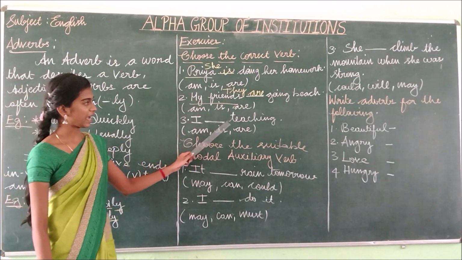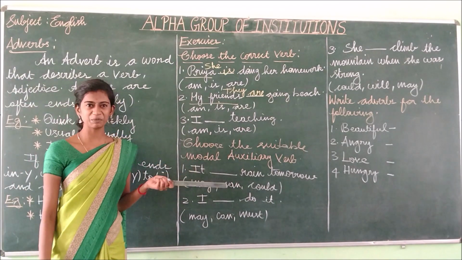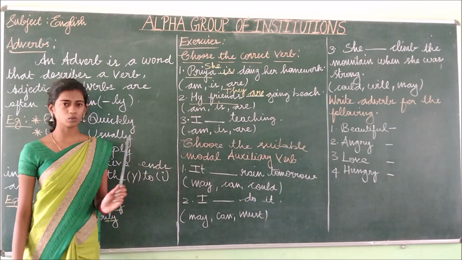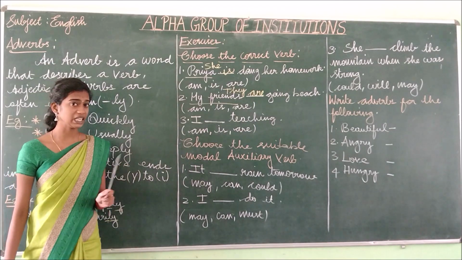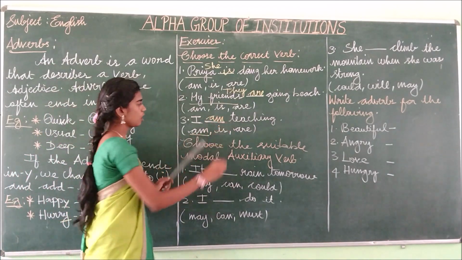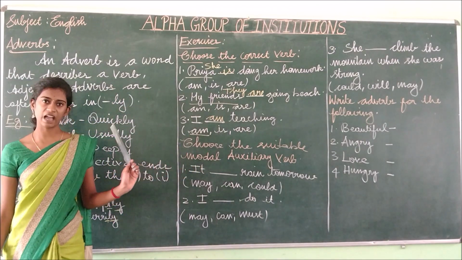So, I dash teaching. It's a very simple sentence. What do we do? I dash teaching. So if I comes, what do we have to do? We have to use only the verb am. So, I am teaching. Okay, have you understood?